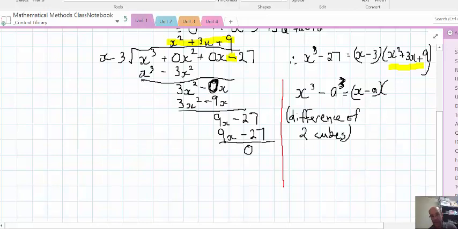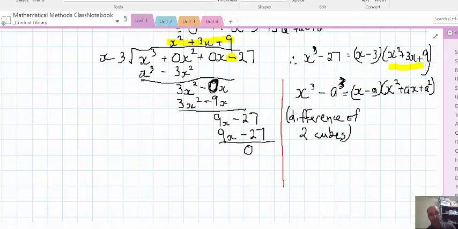So it's x minus a times x squared plus ax plus a squared. So x cubed minus a cubed equals x minus a times x squared plus ax plus a squared. So that's an important result.